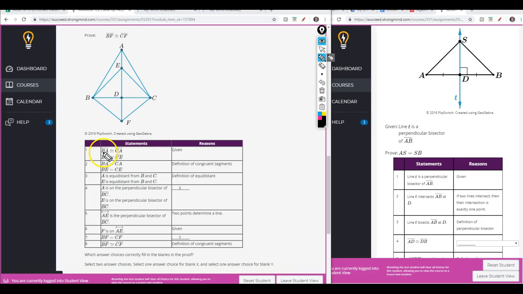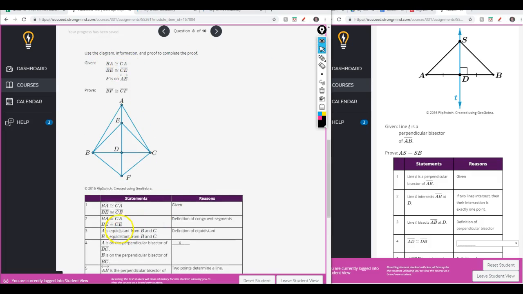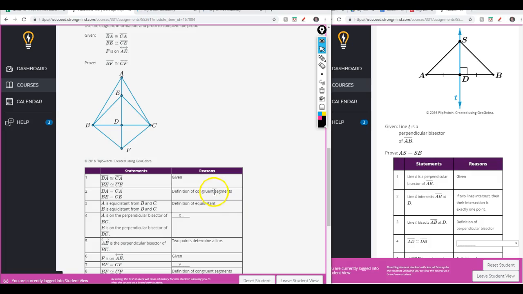So the distance of BA is congruent to the distance of CA, and the distance of BE is congruent to the distance of CE. That was given right at the very beginning. That means that BA is equal to CA, and that BE is equal to CE. If they're congruent, that means they have the same length. So that's what this is saying. It says definition of congruent segments, which is correct because congruent segments have the same length.